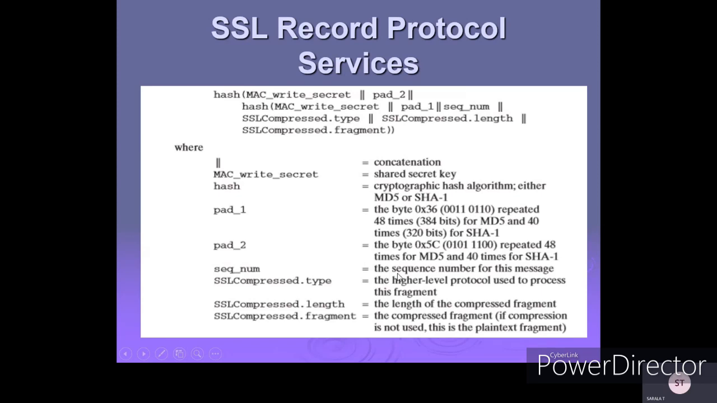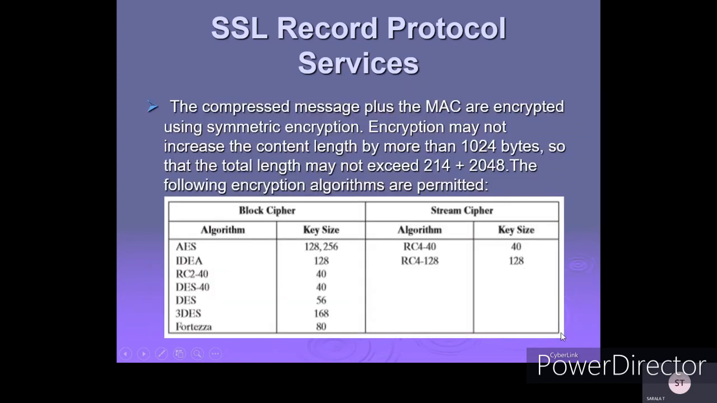Okay, you can see the sequence number is the sequence number for this message, whatever message we are transmitting, a sequence number related to that will be there. Compressed type is the higher level protocol used to process this fragment, and length is the length of the compressed fragment, and compressed fragment is the compressed fragment. If compression is not used, this is a plain text fragment.